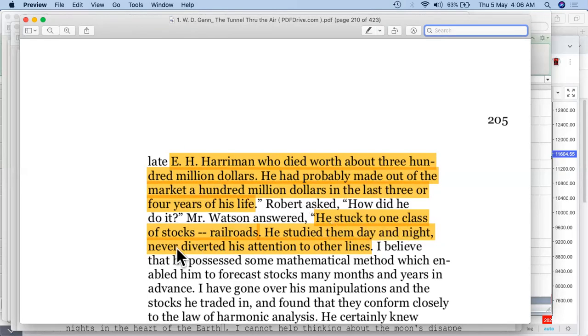He stuck to one class of stocks, railroads. He studied them day and night, never diverted his attention to other lines. So it was very focused. When you are focused and doing certain things only, definitely you are able to grab more of that.